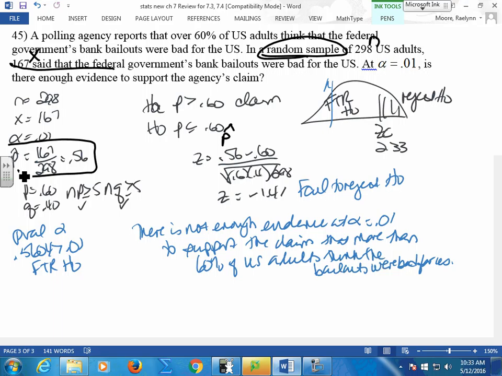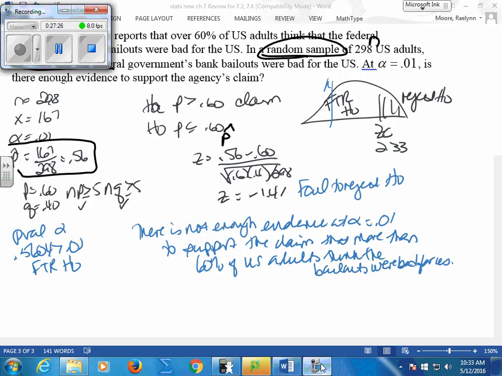So p-val, remember with your p-val, you're actually looking for the area to the right, so you're going to have to subtract your area from 1. If you use your calculator, it does it for you. Everybody good with this? Any questions? I know some of you are catching this.